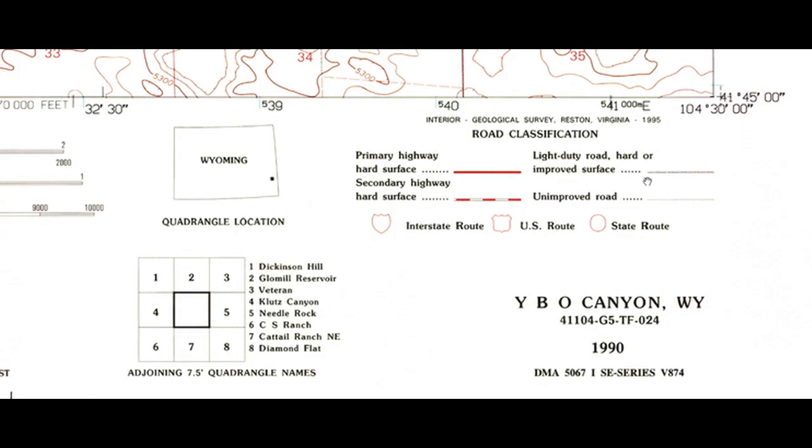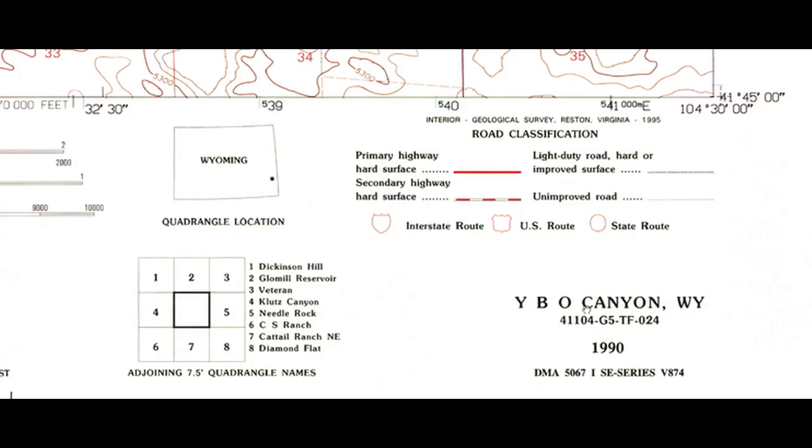The first one is how you define the different roads and what those look like on the map. The reason that's important is if you're lost and you want to try to find civilization, you want to make your way towards these more primary roads as opposed to the light duty or unimproved roads. It just helps you to orient yourself as to where you need to go in order to be found.